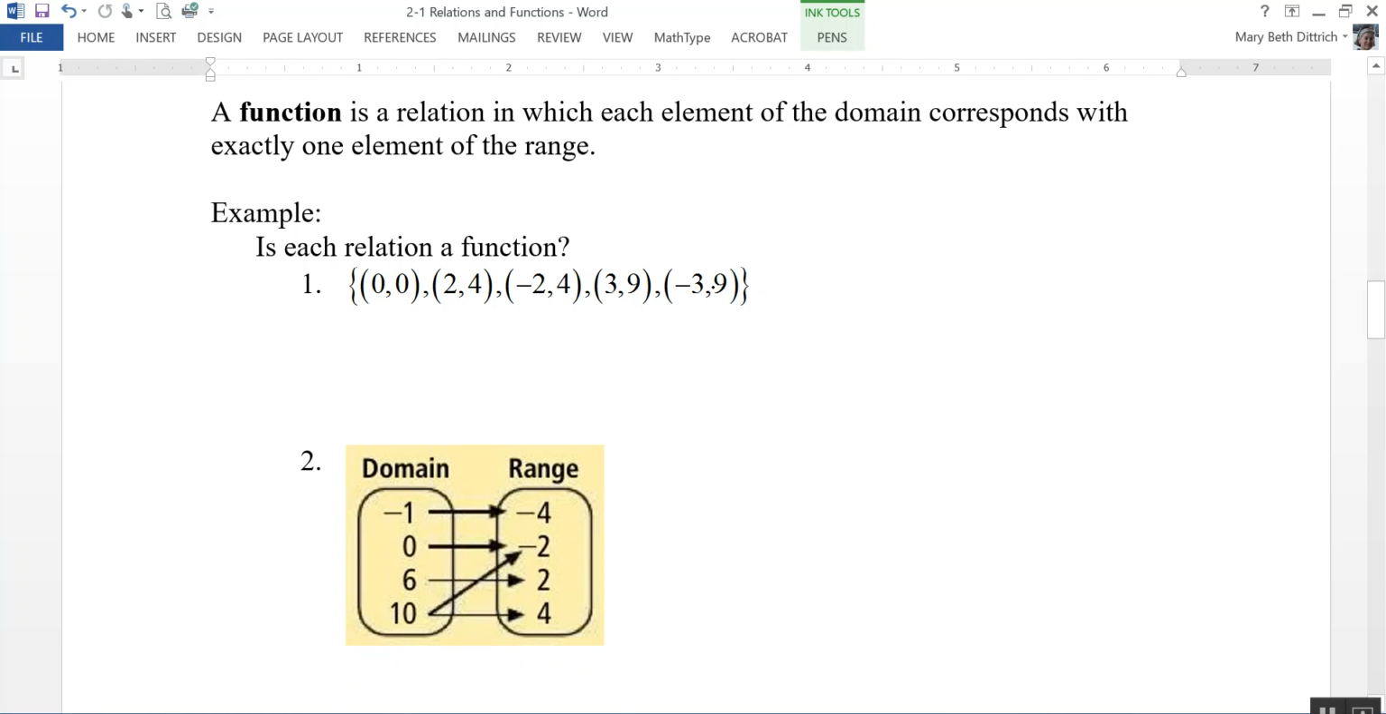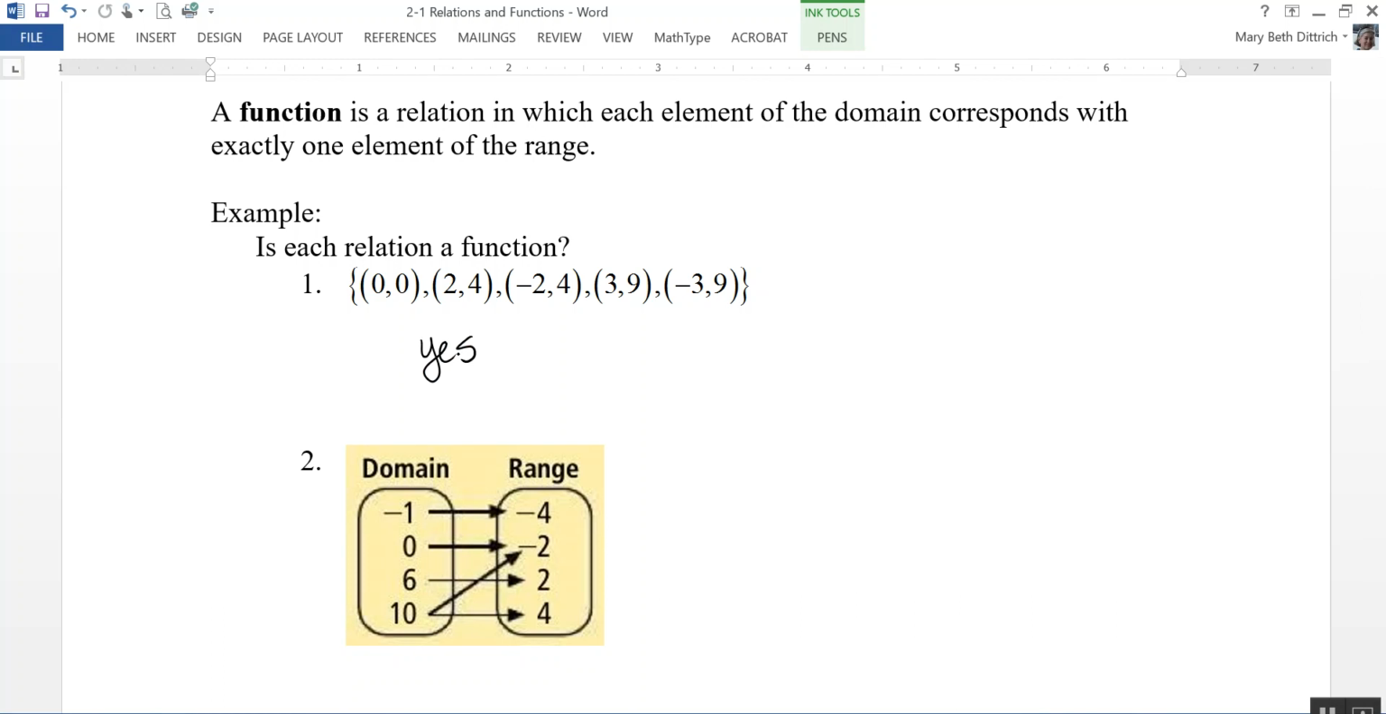Here we have a set of ordered pairs 0, 0, 2, 4, negative 2, 4, 3, 9, and negative 3, 9. Yes, this is a function because you'll notice that there's only 1, 0, 1, 2, 1, negative 2, 1, 3, 1, negative 3 as my x values. So yes, there is only one element of the range for each of the elements of the domain.